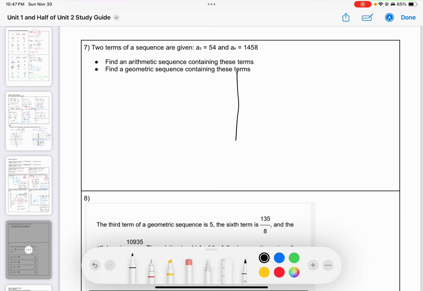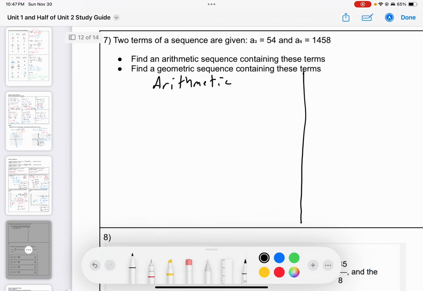So let's show both. I'm just going to kind of cut this in half. Over here, I'll do the arithmetic. And this is the exact same thing I've been doing.